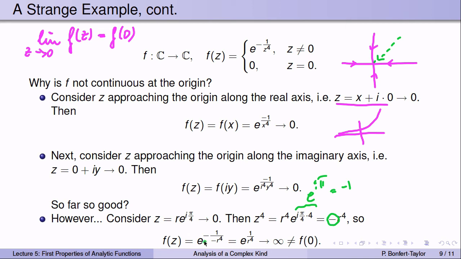What's f of z? It's e to the minus 1 over minus r to the 4th, and these two minus signs will cancel each other out. So f of z is now e to the 1 over r to the 4th. But as r goes to 0, 1 over r to the 4th goes to infinity, and there's no negative sign there to rescue us. The exponential function, as you plug in numbers that are bigger and bigger towards plus infinity, goes towards plus infinity. And that is certainly not equal to f of 0. So the limit doesn't even exist, and it certainly doesn't equal f of 0, which shows that the function is not continuous at 0. So with f not being continuous at 0, it's also not differentiable at 0.